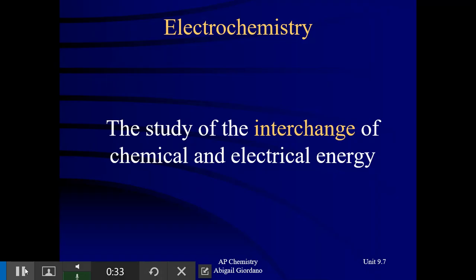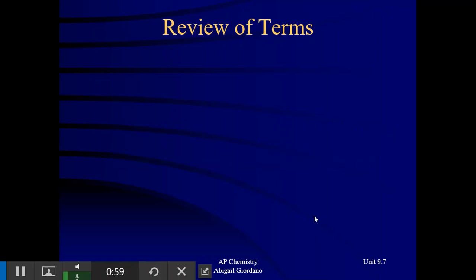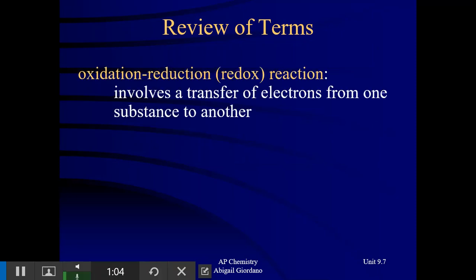So both the concepts of galvanic cells and electrolytic cells fall under the overarching umbrella of electrochemistry, which is exactly what it sounds like. It's the interchange between chemical and electrical energy. It's using chemical reactions to harness electrical power. And in order to discuss electrochemistry, we need to review some terms. We need to review the concept of a redox reaction.